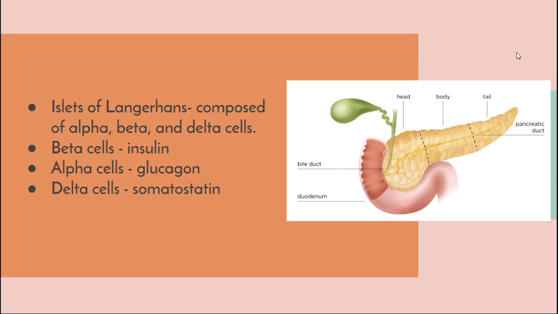Now, in the endocrine part of the pancreas, there are what we call the islets of Langerhans, which are collections of cells embedded in the pancreatic tissue. They are composed of the alpha, the beta, and the delta cells. The hormone produced by the beta cells is called insulin. The alpha cells secrete glucagon, and the delta cells secrete somatostatin.